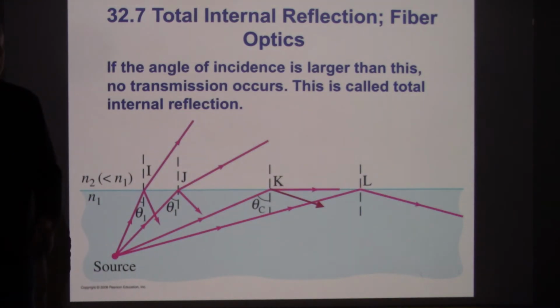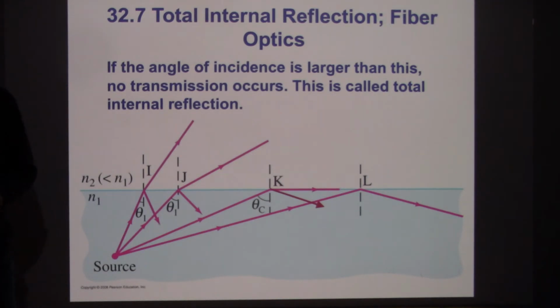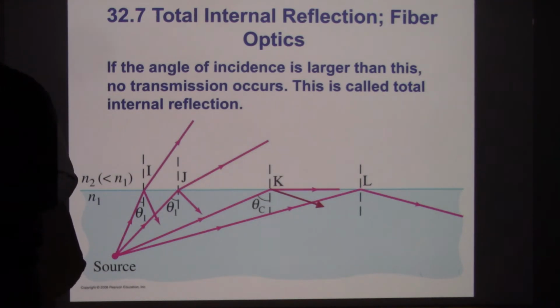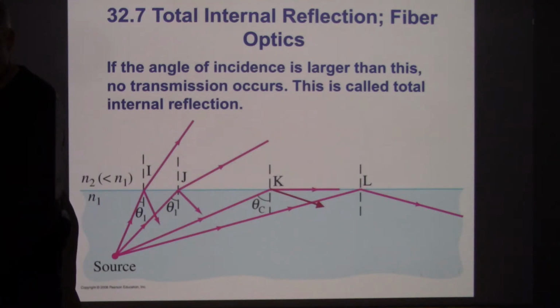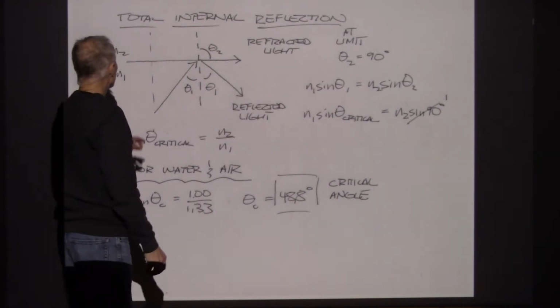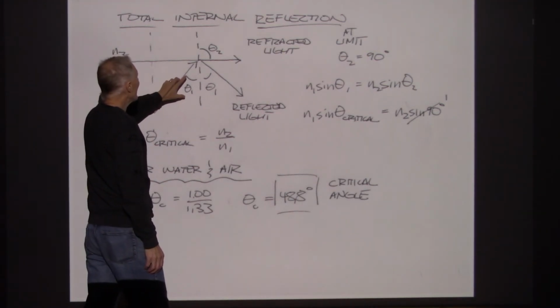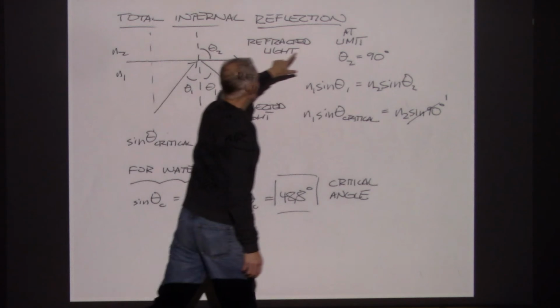That's kind of remarkable. What it's saying is the light is totally reflected within the material. The light can't escape if it strikes the surface at an angle larger than the critical angle. And it's easy enough to get a formula for this. What we say is if we are at critical angle, then theta 2 has gone to 90 degrees.